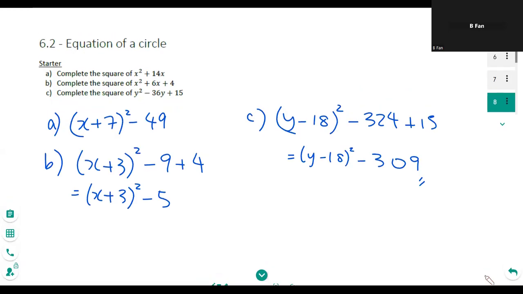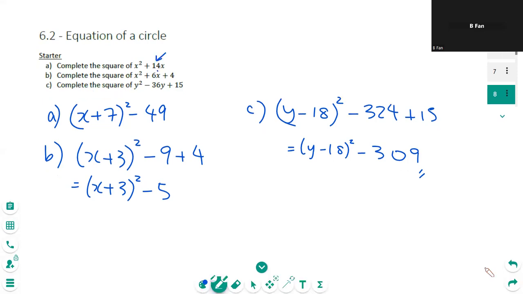Right, here are the answers, completing the square. Just in case you're not sure how to do this, you simply half that b term. So half of 14 is 7, okay? And then the number in the bracket is the number you've got in the middle, and then you subtract the square, so 49. Like the other one, half of 6 is 3, and then 3 squared is 9. So you always subtract 9. Always subtract the square number. In here again, 18 squared is 324.